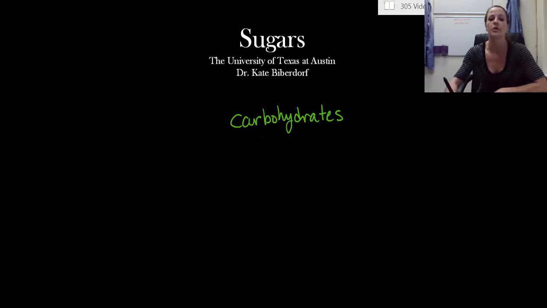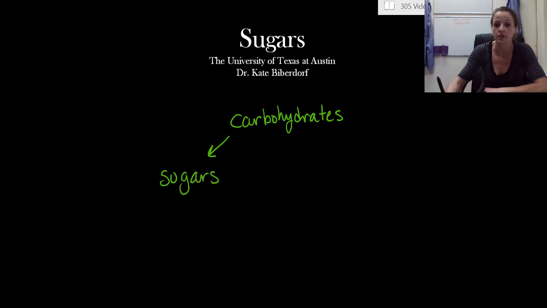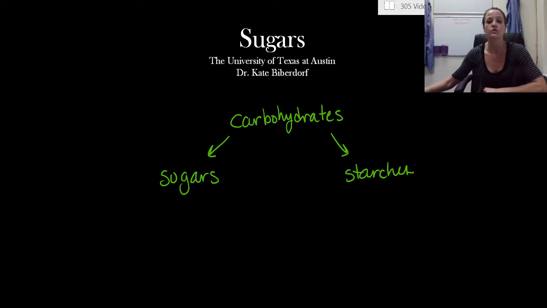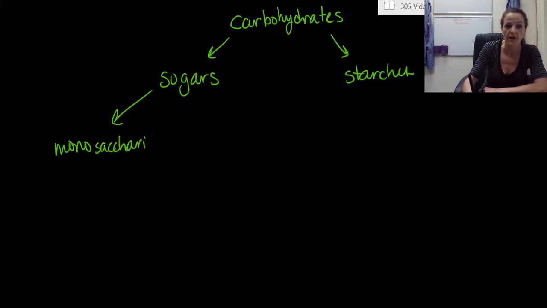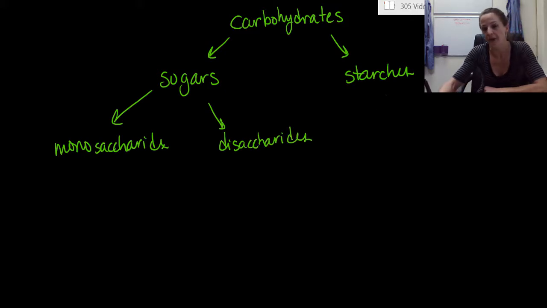So let's start off with carbohydrates at the top, which we know are molecules that are comprised of carbon, hydrogen, and oxygen, and our hydrogen and oxygen are always in a 2-to-1 ratio. And we know that we can break our carbohydrates into sugars or into starches. And so for our sugars, usually we say these are comprised of two different sections. You either have your monosaccharides or you have your disaccharides. Whereas our starches are primarily your polysaccharides.